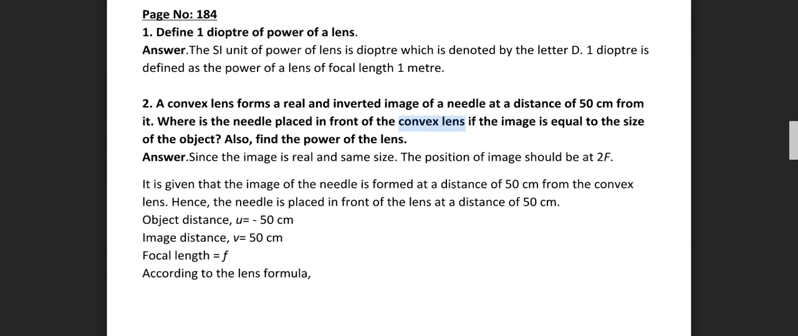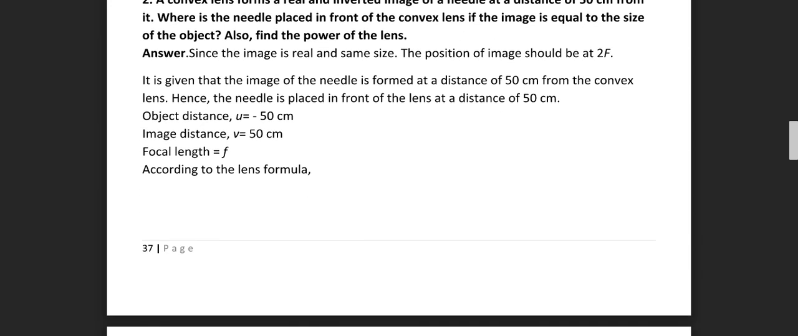Now you will say, sir, why did you take both u and v as 50? Because in the question, you see, the image of the needle is formed at a distance of 50 centimeter from the convex lens, right? So the image is formed at 50 centimeter, hence the needle is placed in front of the lens at a distance of 50 centimeter. That means the image is formed behind, so where is the object placed? In front, right. So u is minus 50 in this case and v is also 50.